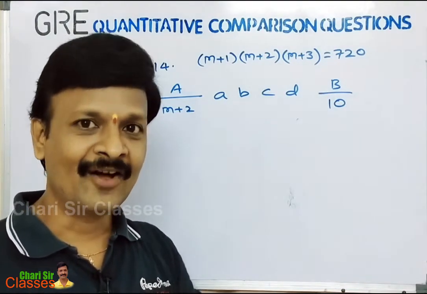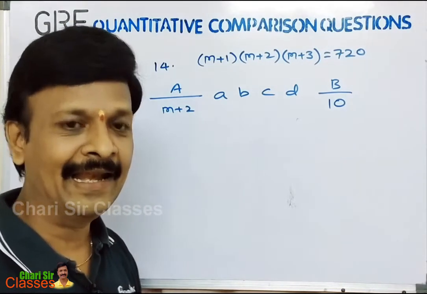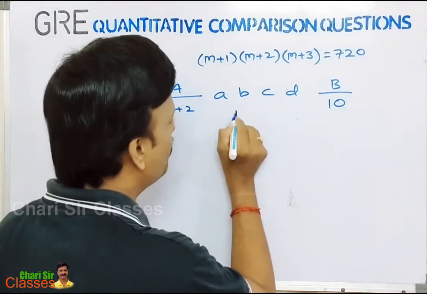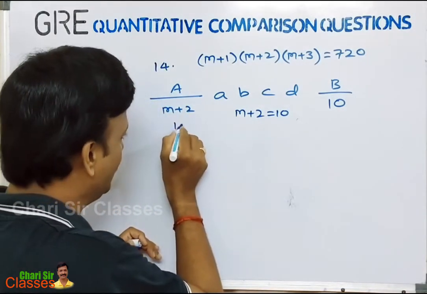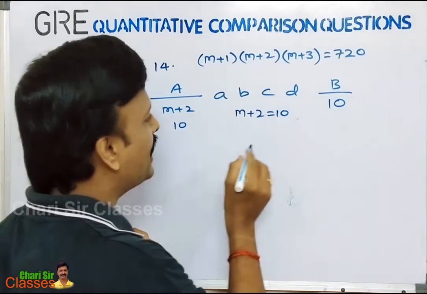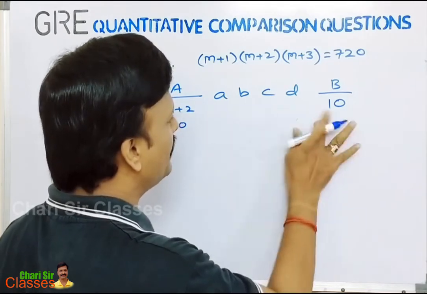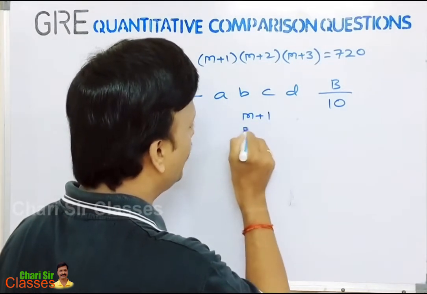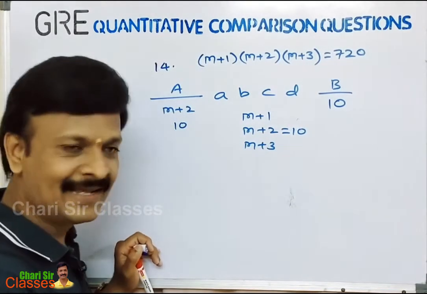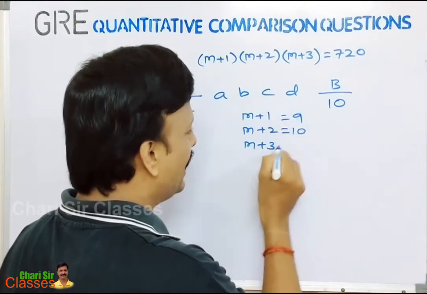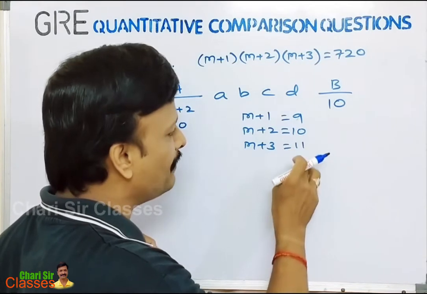Not required. Logically we will solve. See, suppose m plus 2 value is 10. If it is 10, then what happens? M plus 1, m plus 2, m plus 3. If m plus 2 is 10, m plus 1 value will be 9, m plus 3 value will be 11. So how much is the product when you multiply this?